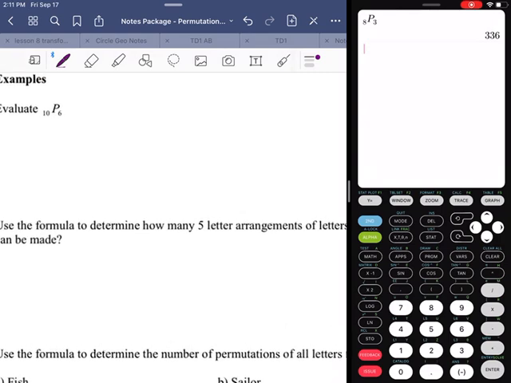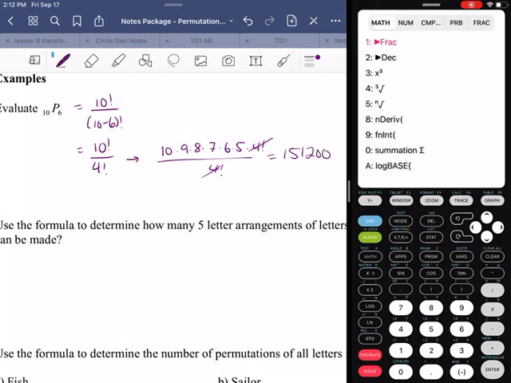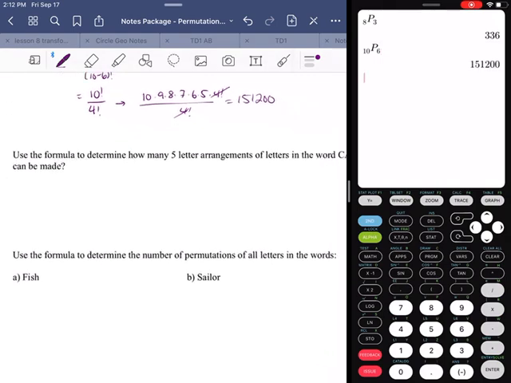So let's evaluate 10P6. Let's do it by hand. So this is going to equal 10 factorial over 10 minus 6 factorial, over 4 factorial. And if you wanted to expand that, 10 times 9 times 8 times 7 times 6 times 5 times 4 factorial over 4 factorial. Those cancel. So 10 times 9 times 8 times 7 times 6 times 5 will give you 151,200. And if you want to do it a little bit quicker, type in 10 and 6, and you get the same thing.